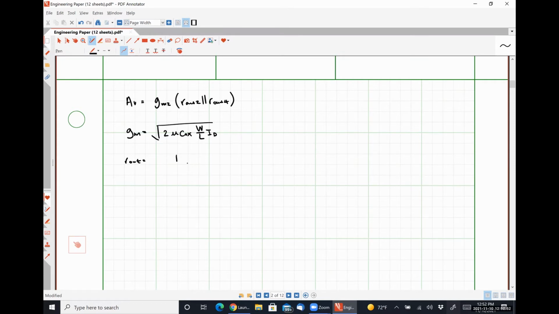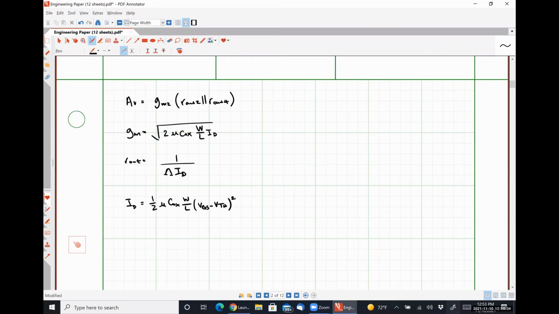Out is 1 over gamma ID or capital lambda ID. And because we want all of our transistors operating in the saturation mode, ID would be 1/2 mu Cox W over L times VGS minus VTH squared. Forgot to write squared on my notes, right? So we don't have control.